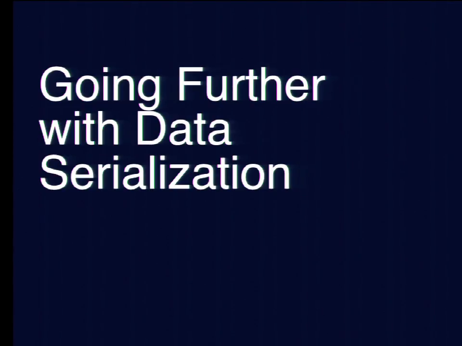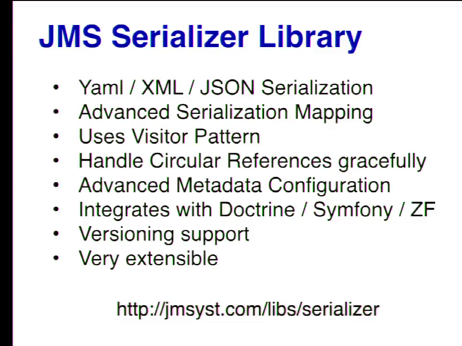Now, that concludes what I wanted to talk about for the serializer component. I just wanted to briefly mention the JMS serializer library. This is actually the main reason why I stopped working on the serializer component itself, because Johannes Schmidt, who created it, did a really good job in very quickly supporting and handling circular graphs very elegantly. In the core serializer, the normalizers are expected to be quite generic in how they deal with things. Or if you make them more specific, you end up with this gigantic array.